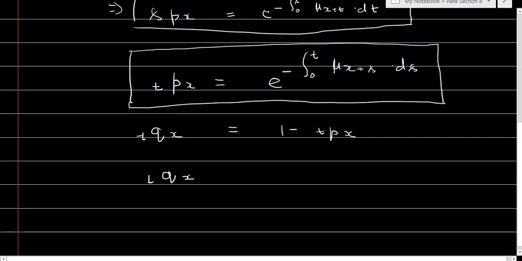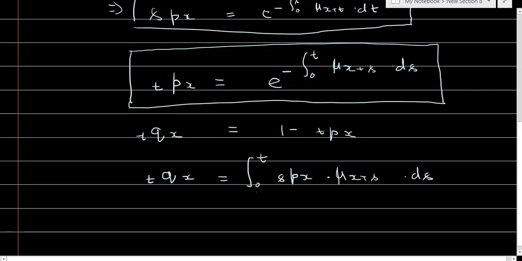But that definition, I just want you to know it, that definition is that TQX is equal to the integral from 0 to t of the probability that a person aged x lives for another s years and then dies in the very next second. So mu x plus s ds. So what this definition is saying intuitively, I want you to understand it. The derivation we might do later, but the intuitive proof is what is more important.